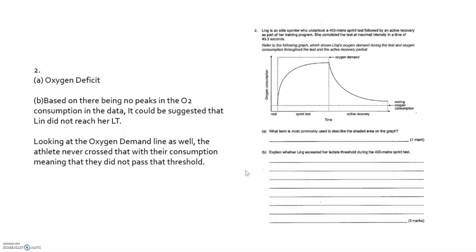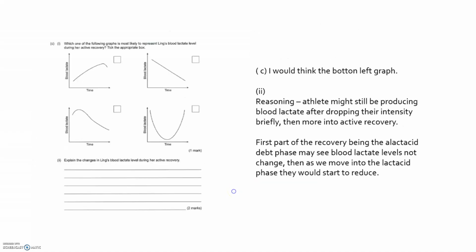Explain whether Ling exceeded her lactate threshold during the 400-meter sprint test. Look, it's a difficult one to read there, but based on the oxygen demand, there are no peaks in the oxygen consumption in the data. It could be suggested that Ling did not reach her lactate threshold. Looking at the oxygen demand line up here as well, the athlete never crossed that with their consumption, meaning they did not pass the threshold. Also, the active recovery phase is fairly smooth there. It's not super long. Those are the reasons I'd say she probably didn't.